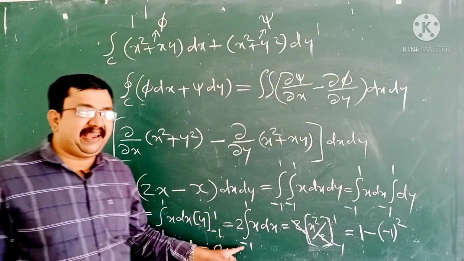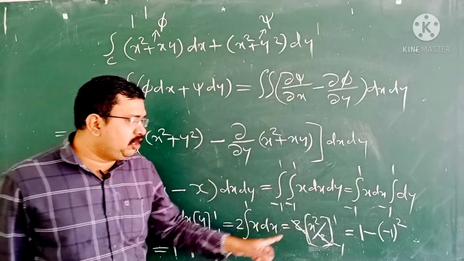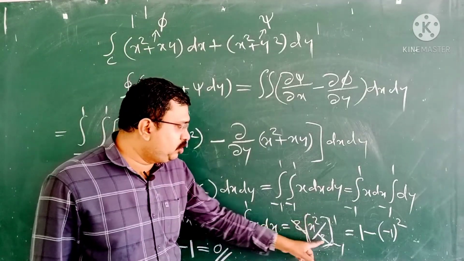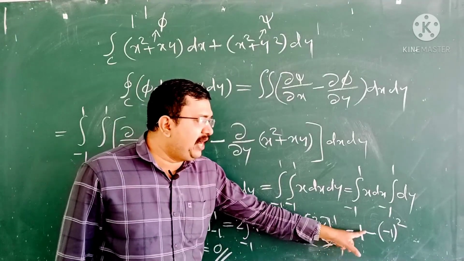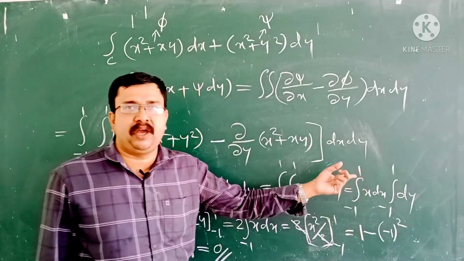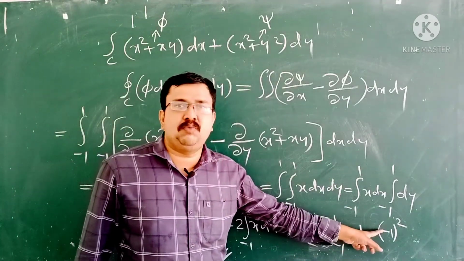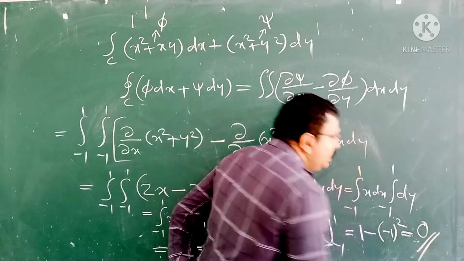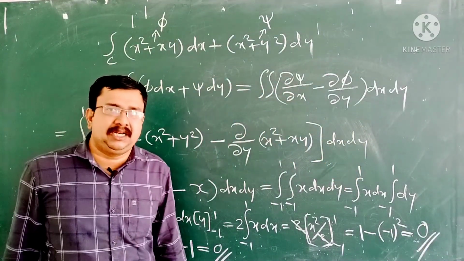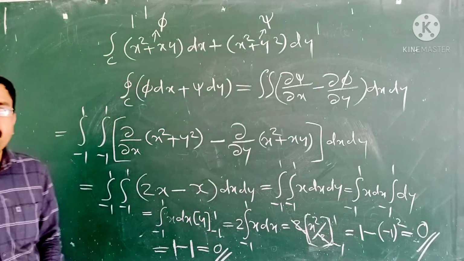2 into the integral from minus 1 to 1 of x dx, which is equal to x square, 2 and 2 cancel, from minus 1 to 1. That is equal to 1 minus minus 1 square. We know that minus 1 square is 1. Therefore 1 minus 1 is equal to 0. 0 is our final answer. Okay, please write this down in your notebook.